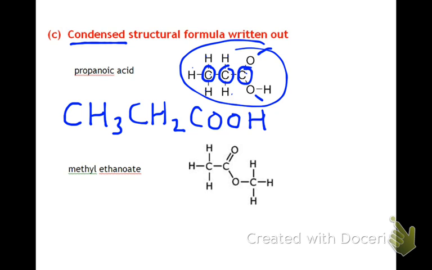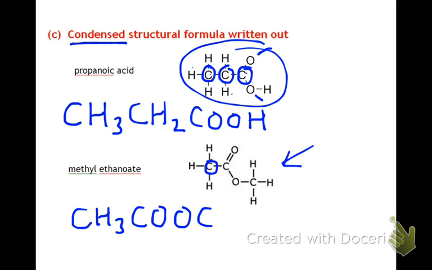If we do the same thing for methyl ethanoate, starting from the left on that carbon, we would write out CH3, the next carbon has an oxygen, then there's another oxygen, and then there's a carbon with 3 hydrogens. And that then would be the condensed structural formula of methyl ethanoate.